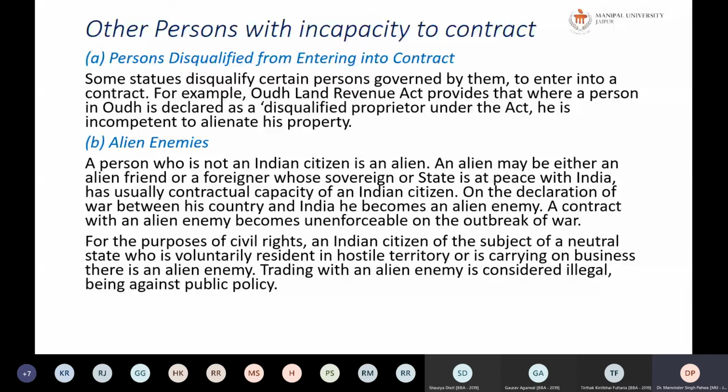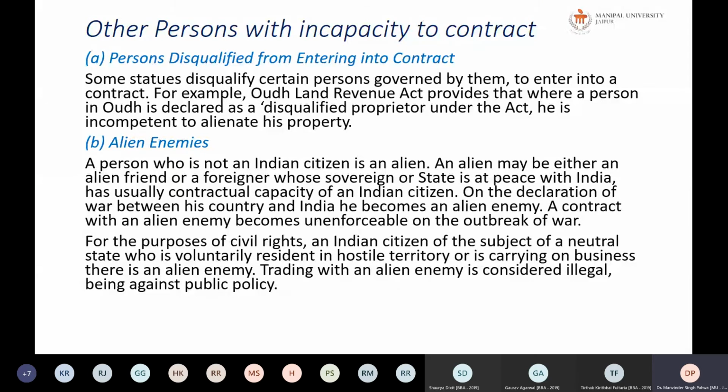For the purpose of civil rights, an Indian citizen or a subject of a neutral state who is voluntarily resident in hostile territory or is carrying on business there is an alien enemy. Trading with an alien enemy is considered illegal, being against public policy. For example, somebody from India voluntarily residing in or carrying on business in Pakistan will also be considered an enemy, because it is his wish to go there and do business with the country against which India is at war.